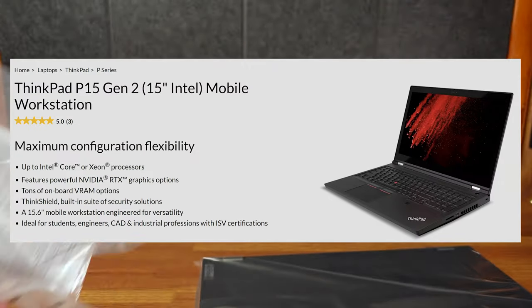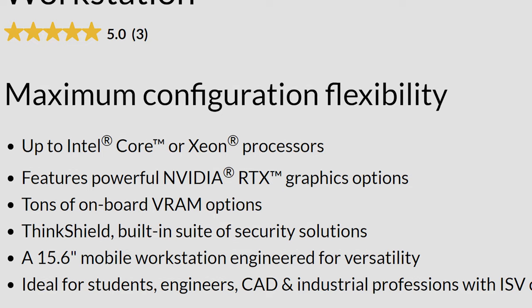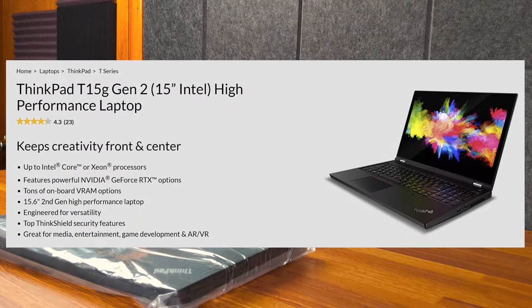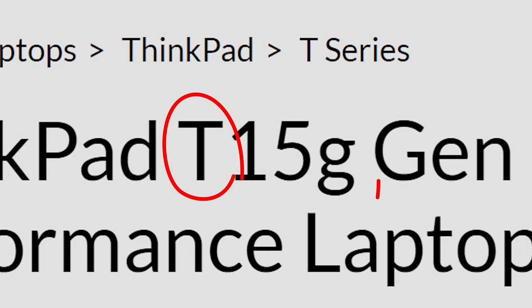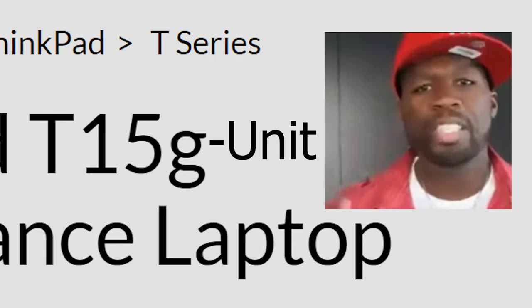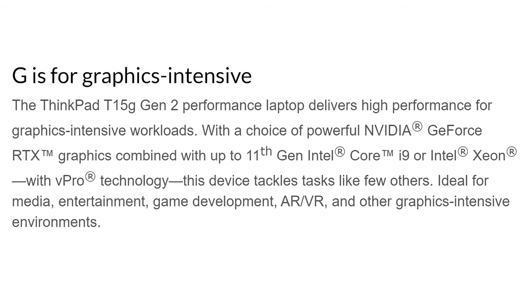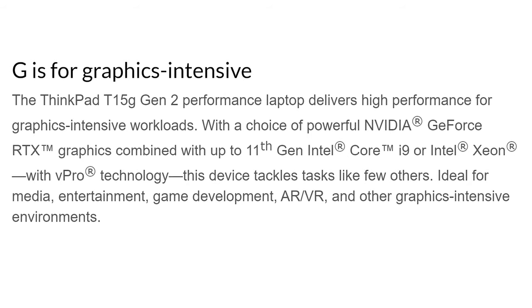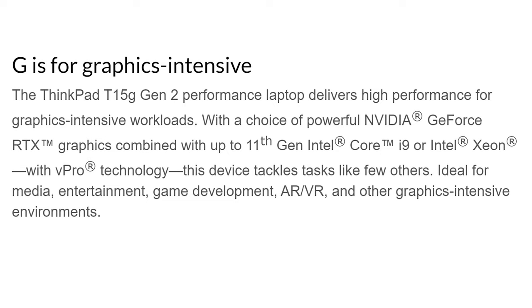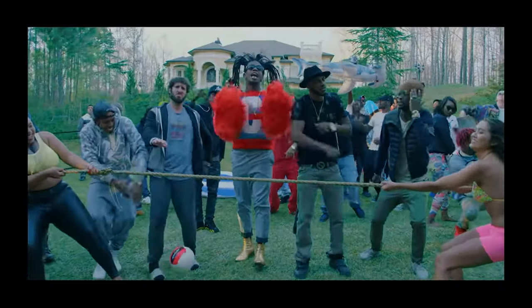P15 Gen 2/T15G Gen 2. So the P versions will have like the Xeon processor and those Quadro or A series graphics card, whereas the T series, G is for graphics. So this one will have an RTX 3080 in here. Boy, it is. Woo! There's some weight to this bad boy. So there's some thickness to it.